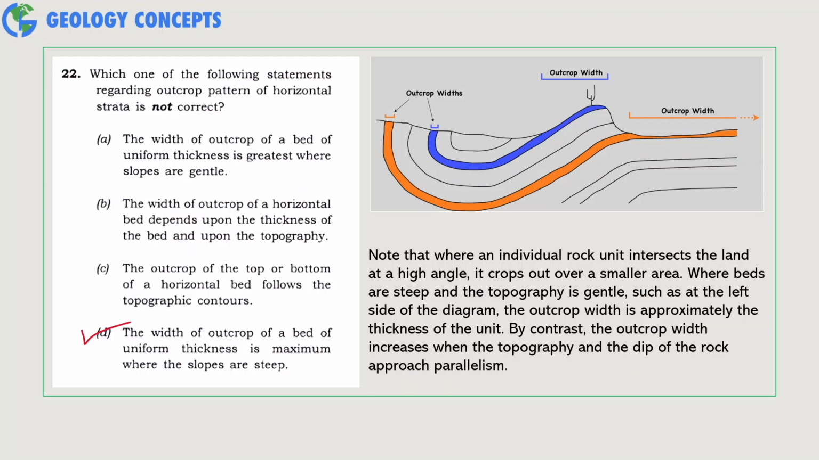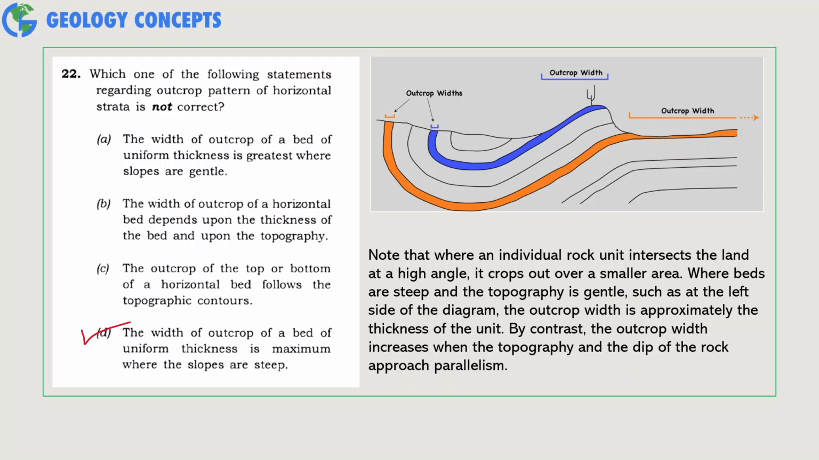This statement is also true because where beds are steep and the topography is gentle, such as at the left side of the diagram, the outcrop width is approximately the thickness of the bed. So width of the outcrop depends upon the thickness of the bed as well as the topography. Coming to statement 3, the outcrop of the top or bottom of a horizontal bed follows the topographic contour. This statement is true as well.